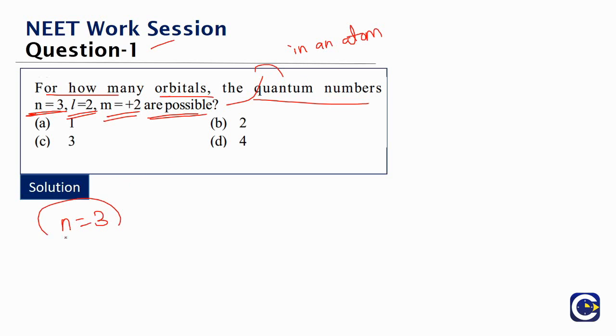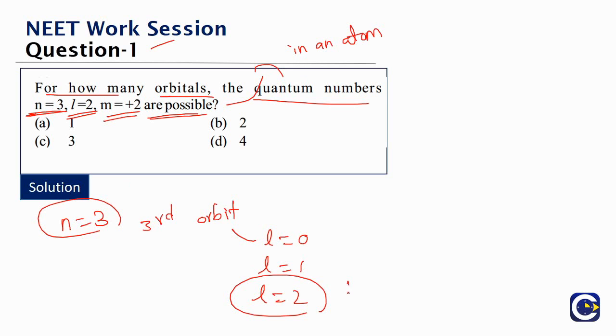So n equal to 3 means what? We are sitting in the third orbit or the third shell. And in the third shell, l can have what all values? l can have value 0, 1, or 2. l equal to 2 represents the d subshell, isn't it? So the moment we say n equal to 3, l equal to 2, it means we are in the third orbit d subshell.